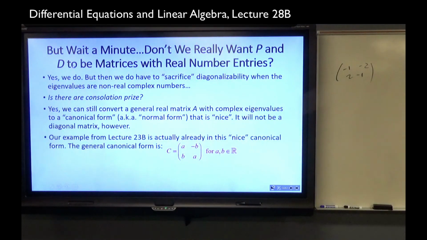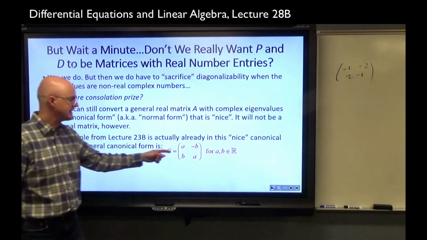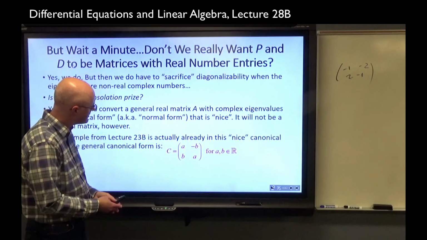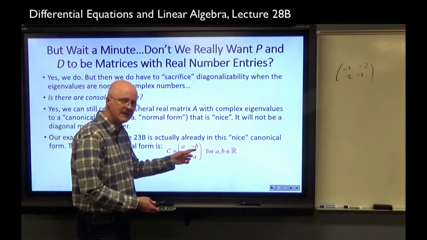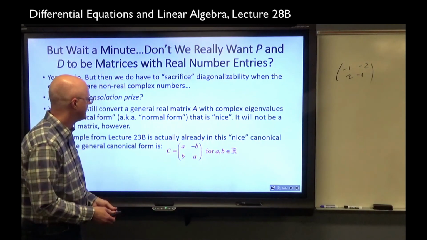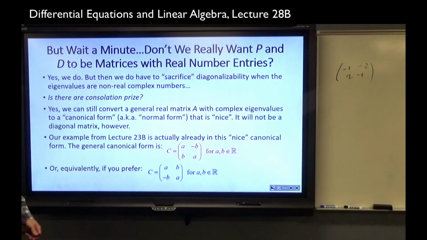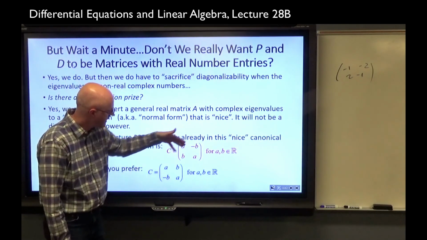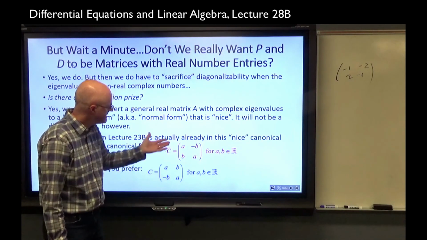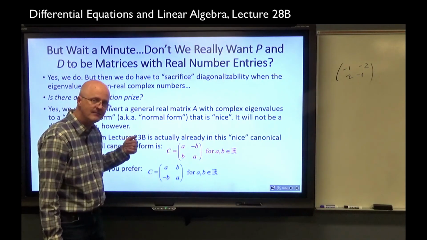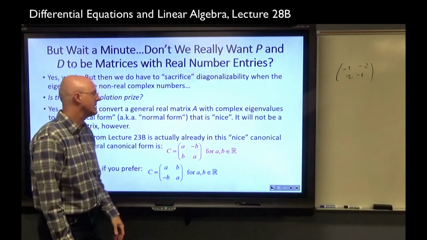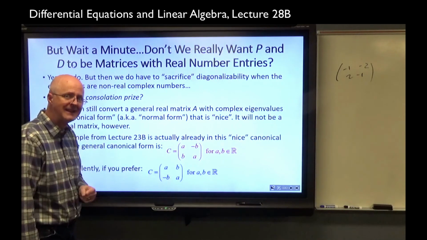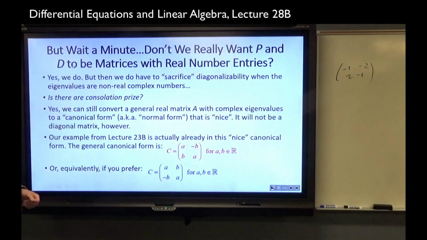Here's the pattern. We're after matrices that look like this, which are not diagonal, but still have a nice pattern to it, I guess you could say. A negative B in the first row, B A in the second row. Or if you prefer, you could switch the signs on the B's because this is just emphasizing that the numbers on the off diagonal have opposite signs. So it doesn't matter whether I write it this way or this way. This way is a little bit more convenient, especially when we ultimately relate them to rotation matrices, which I'm going to hint at here in this lecture, but won't talk about more fully until lecture 29b.